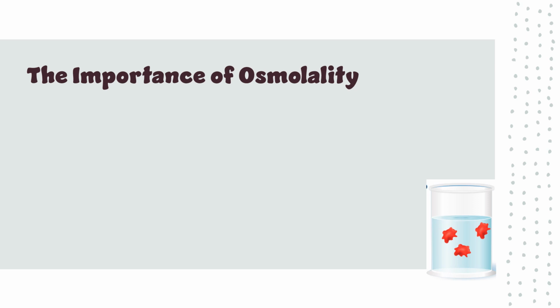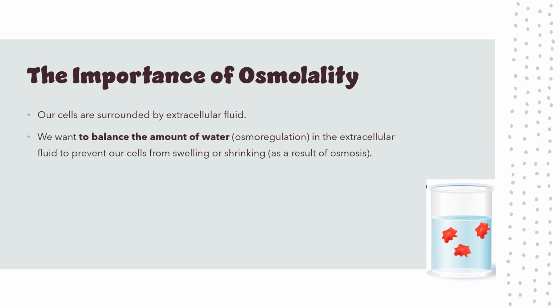So why is osmolality important? Well, our cells are surrounded by extracellular fluid, and this plays an important role in maintaining a stable internal environment. So we want to balance the amount of water in this extracellular fluid, and this helps prevent our cells from swelling or shrinking, because as we know from osmosis, water is going to move to an area of high solute concentration, and so we want to balance the amount of water in this extracellular fluid to prevent the cells from shrinking or swelling.